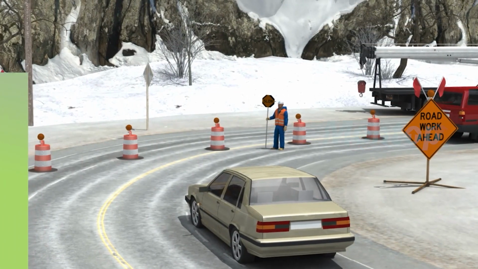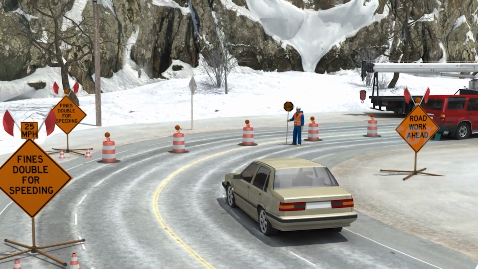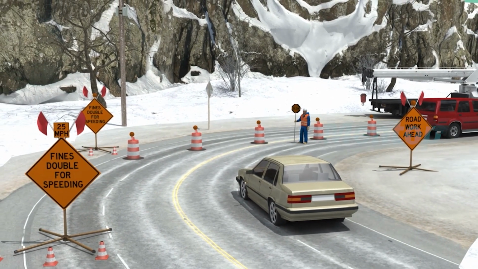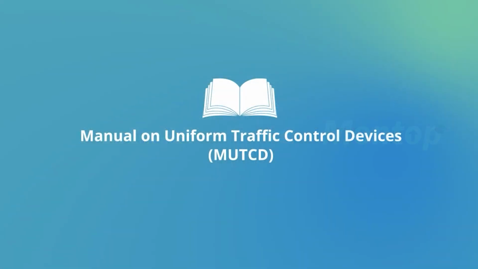Your employer is required to post construction areas with legible traffic signs at points of hazards to warn workers and the general public. Your employer is required to erect signs and barricades that conform to the Manual on Uniform Traffic Control Devices for Streets and Highways, MUTCD.